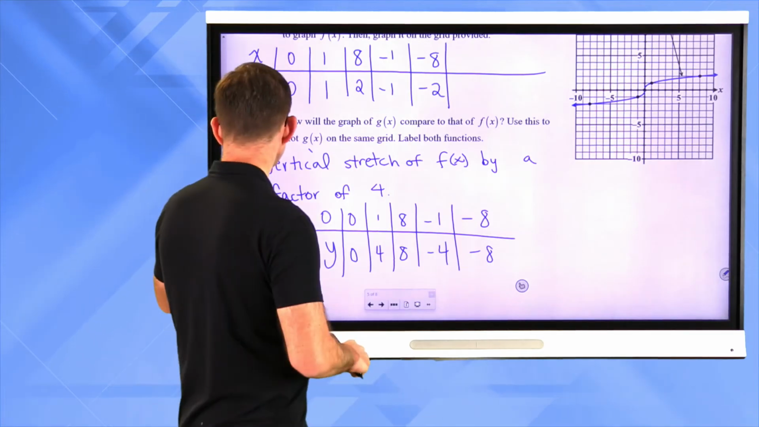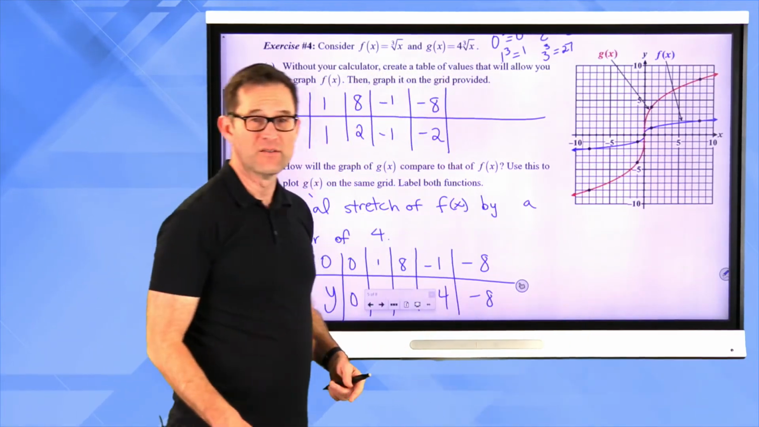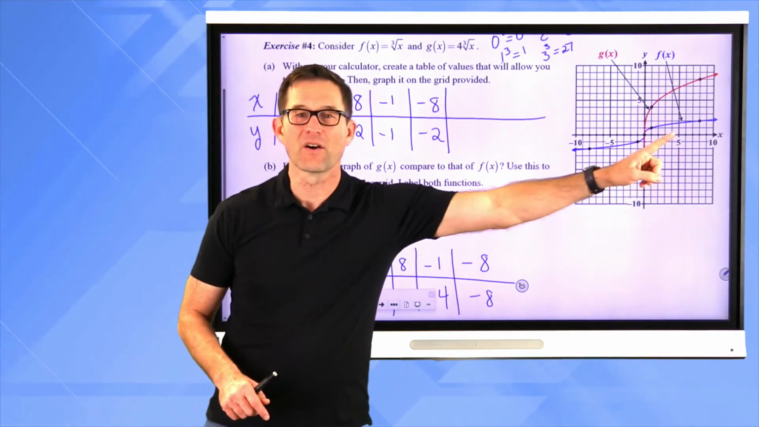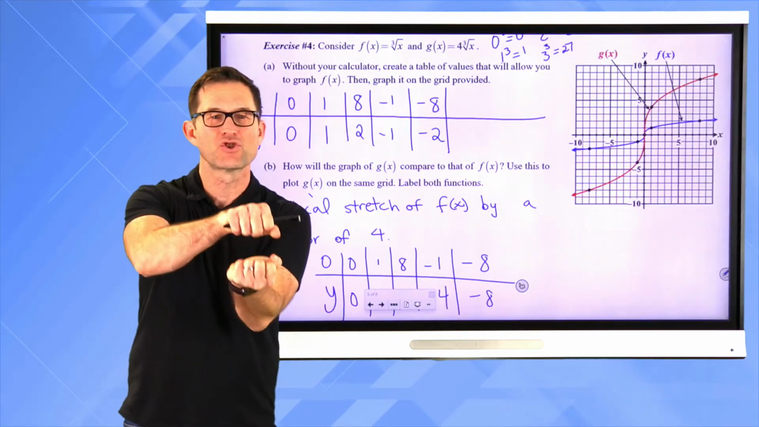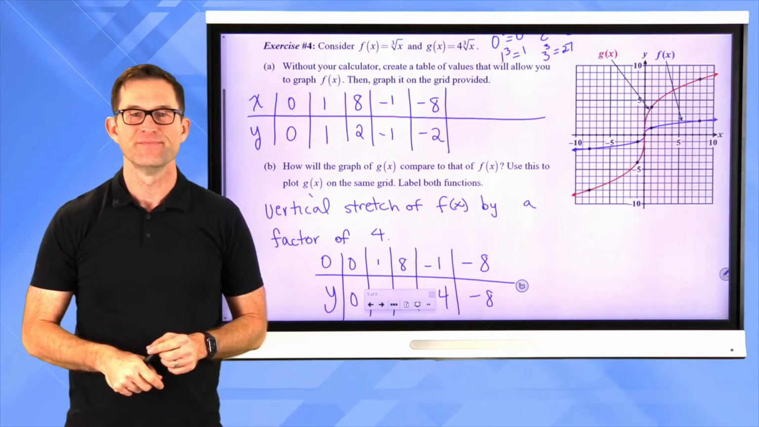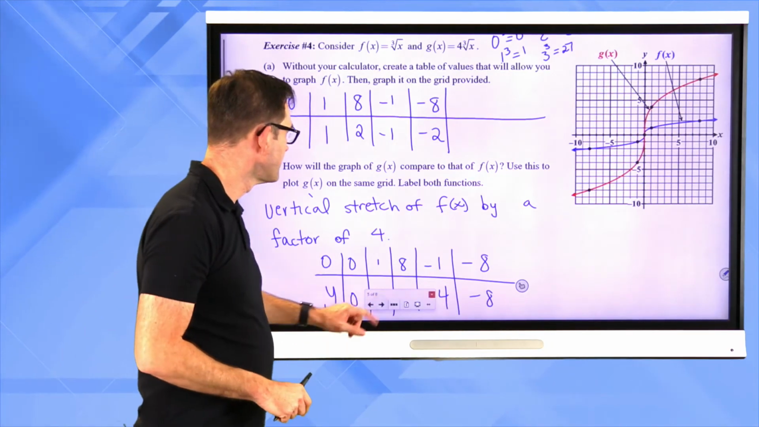Excellent. All right, let me just kind of bring this back up here. And we get a vertical stretch, right? All we've done is taking our graph in blue and we've kind of stretched it by a factor of 4 across the x-axis. All right. Let's take a look at another one.